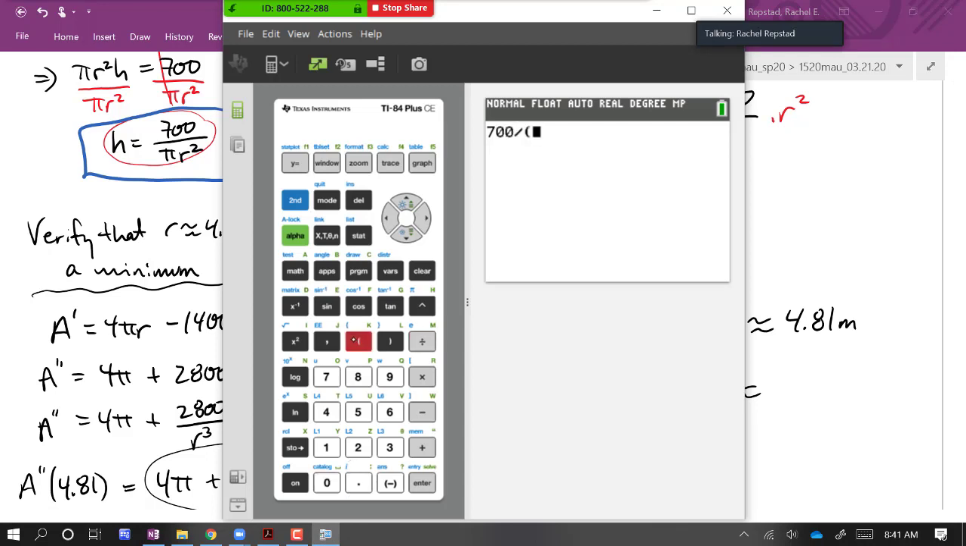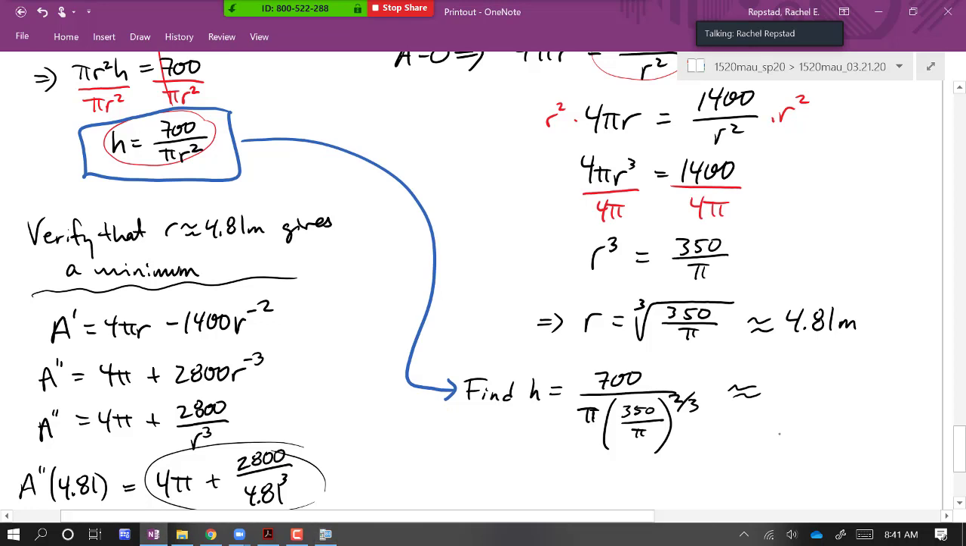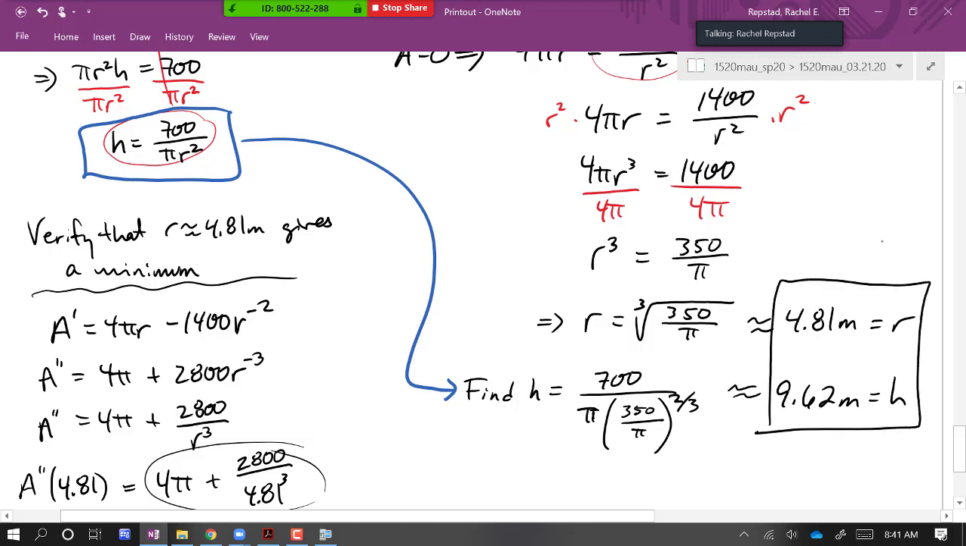Divided by, now I've got to put the whole denominator in parentheses, otherwise it'll think I want to multiply by the r squared. So pi times, closing out the parentheses in the denominator, 9.62 meters. So there's our radius, there's our height, and these are the dimensions that minimize the surface area.